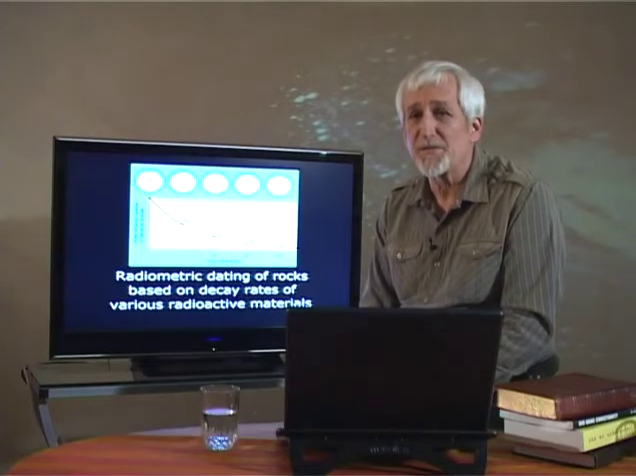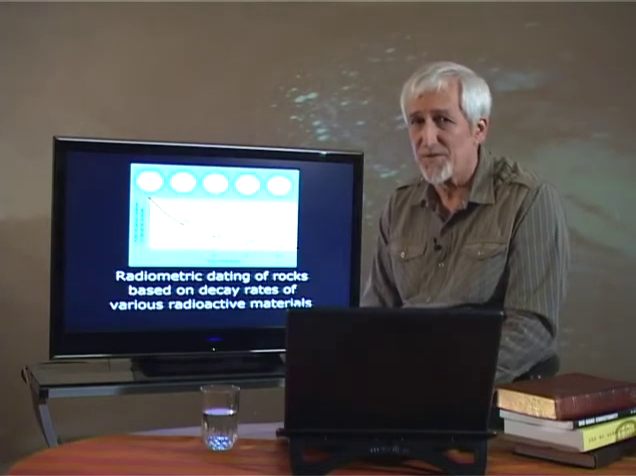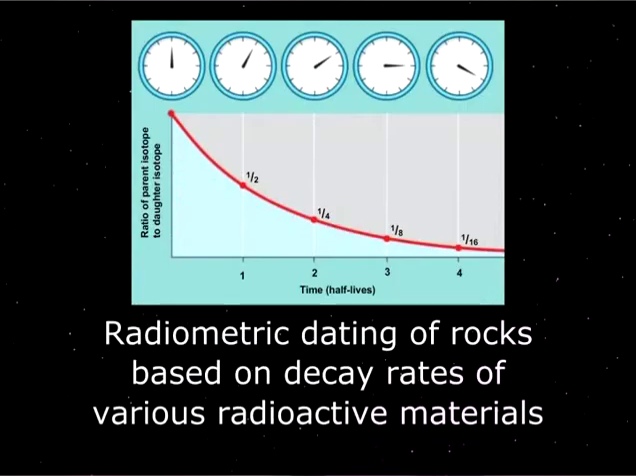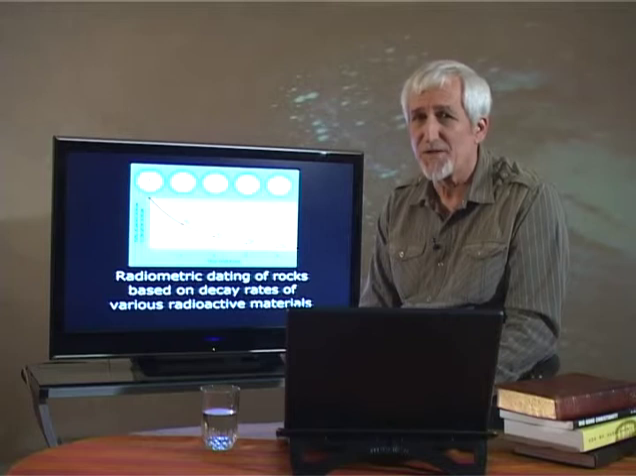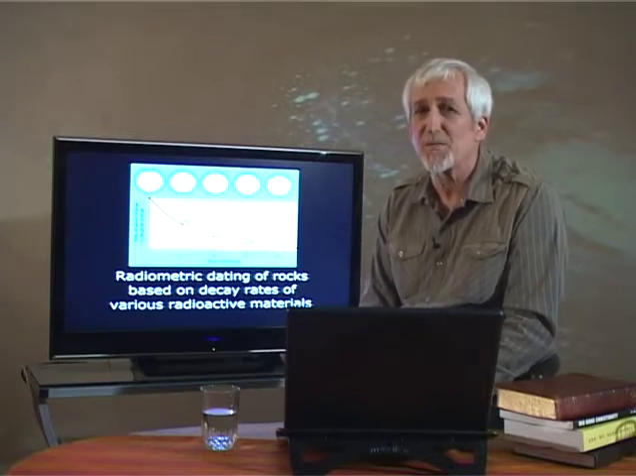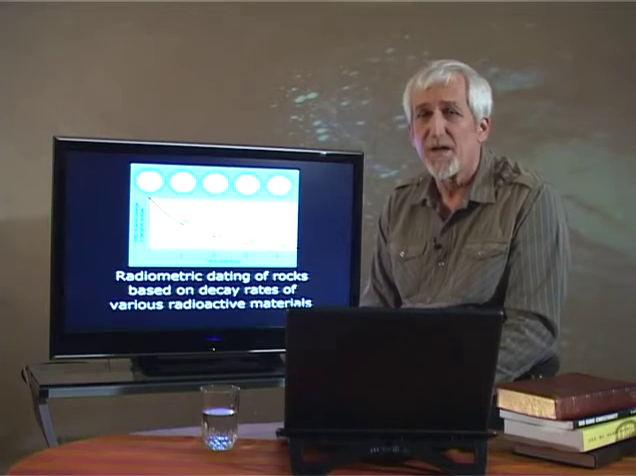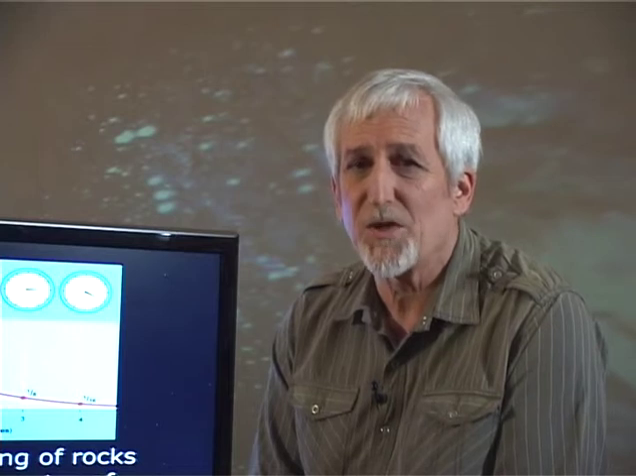Firstly, radiometric dating is based on the observation that various radioactive minerals change over time. They give off radiation at different rates. Each mineral has a different rate of radioactive decay, and this has now been measured in laboratories for over 100 years. The time taken for half of the original material to decay is called the half-life. The rate of decay tells us the approximate age of rocks.